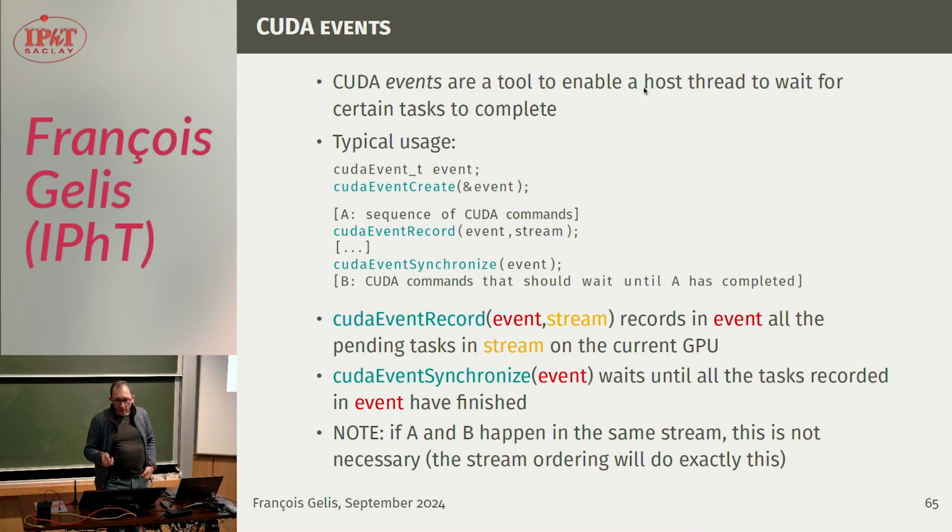Just a trivial remark. If the tasks of A and B are in the same stream, of course, you don't need all this machinery for synchronization, because everything in the same stream is by default synchronized. So this is useful when you want to synchronize tasks that are in different streams, for instance because they are on different GPUs.